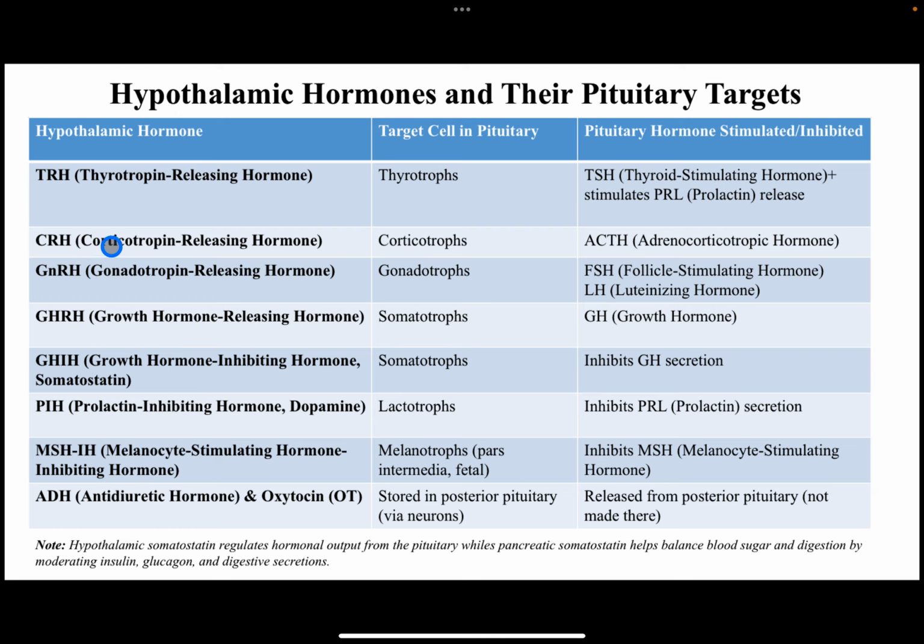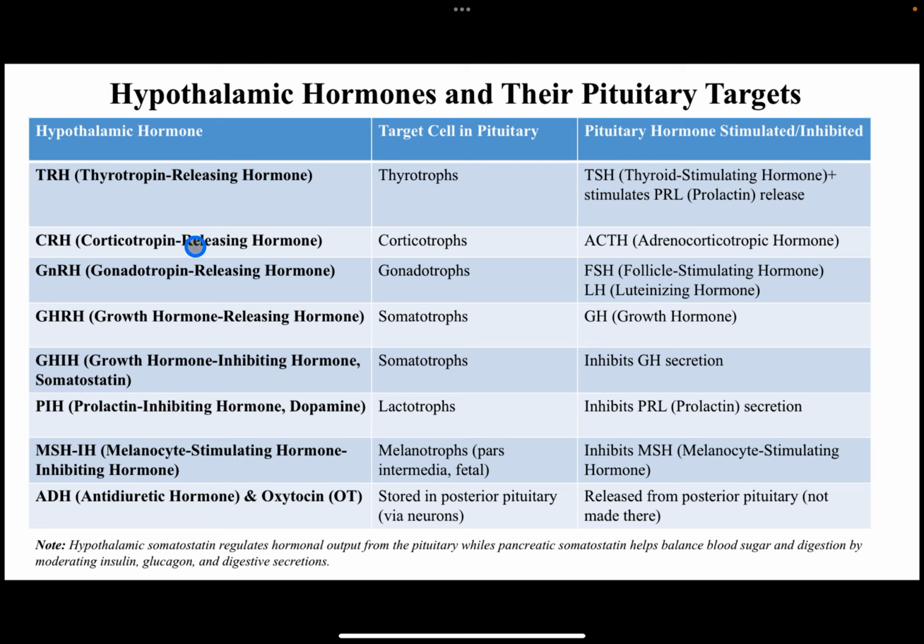Now let's go to the next one, corticotropin releasing hormone. This hormone is produced by the hypothalamus. It is transported through the hypophyseal system. It goes to the pituitary gland. Then it targets the corticotroph cells in the pituitary gland, stimulates the corticotroph cells. Then these cells will now produce the adrenocorticotropic hormone. So that means the adrenocorticotropic hormone is produced by the pituitary gland.